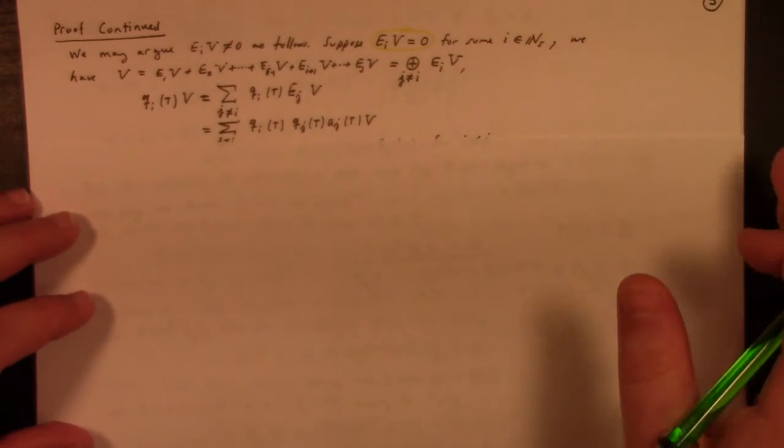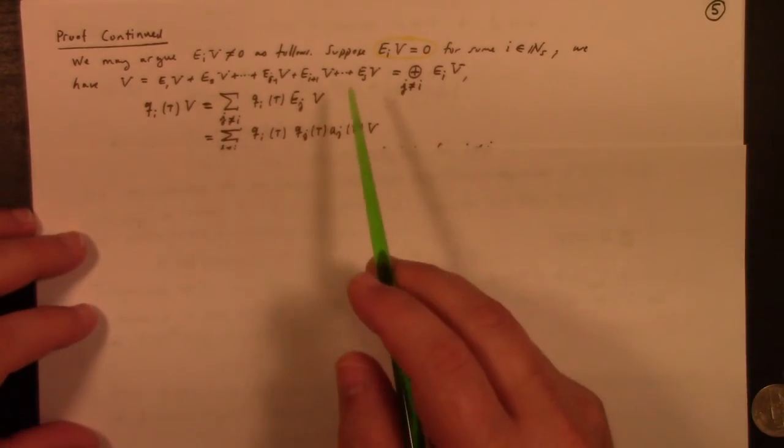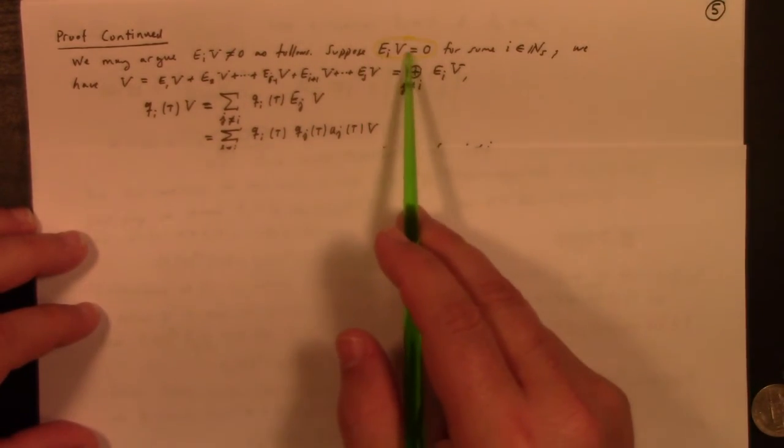So we can argue then. Now we need to argue that it's non-zero. Once we have that, then we'll have what we need to apply the lemma. All right, so here we go. We suppose that it's 0 towards a contradiction.